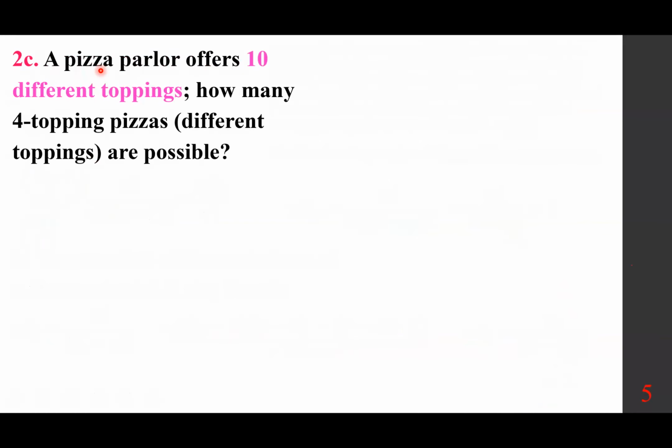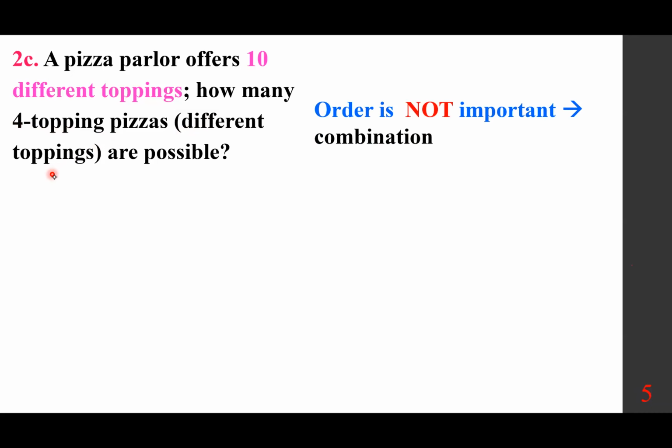A pizza parlor offers 10 different toppings. How many 4-topping pizzas, assuming we are using different toppings, are possible? Well, you have to recognize whether order is important or not, and order is not important, because if your first choice is, let's say, pepperoni, or it's the second or third or fourth, makes no difference.